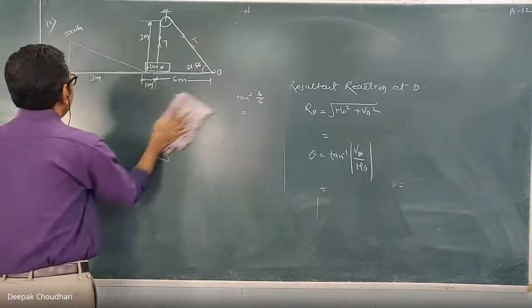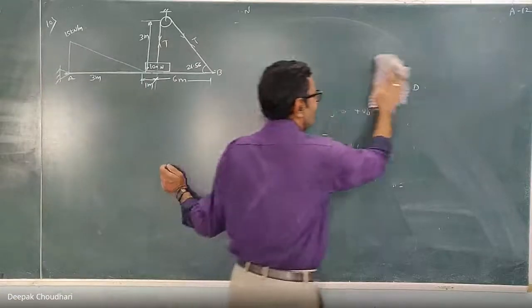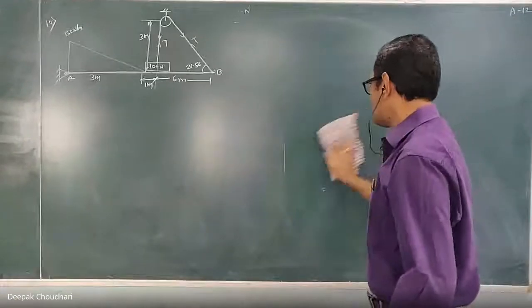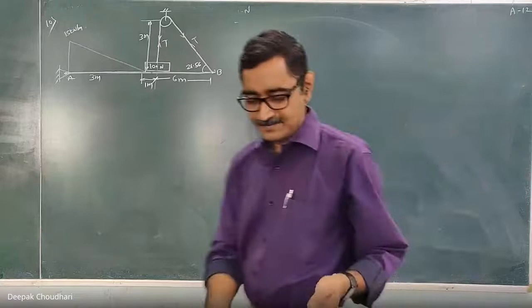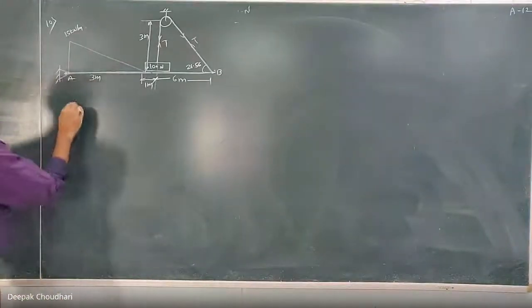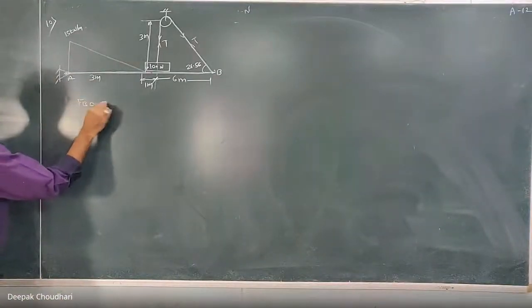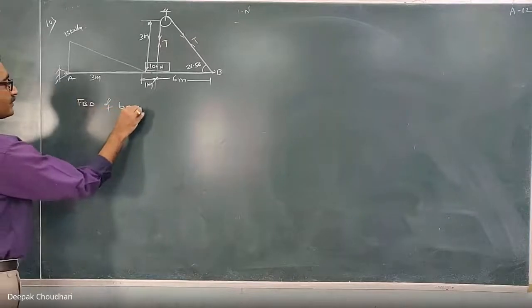Understood? Now we have to draw the FBD of the beam. Did you understand the figure? Have you understood the figure? Now I am drawing the FBD of the beam. FBD of beam AB.